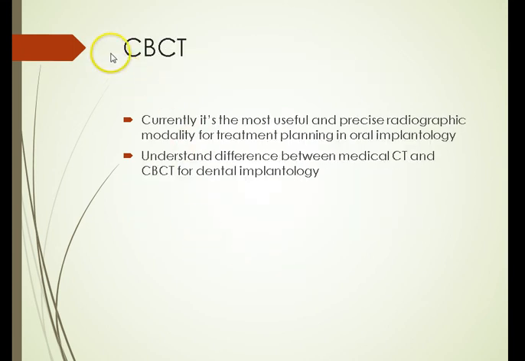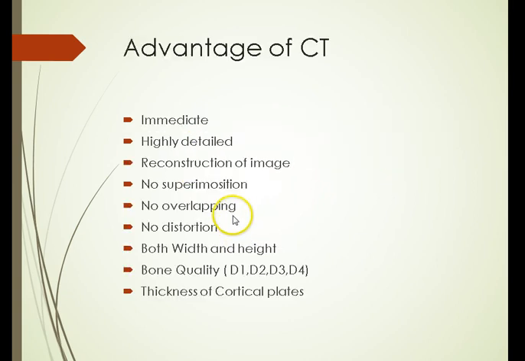So let's talk about the cone beam CT scan. Currently, it's the most useful and the most precise radiographic modality for treatment planning in oral implantology. Understand the difference between the medical CT and cone beam CT for dental implantology. There's a big difference between those two, the amount of radiation, even the accuracy. Initially we talked about that medical CT is about 15,000 radiation dose versus only 100 for the cone beam CT. So there's a big difference.